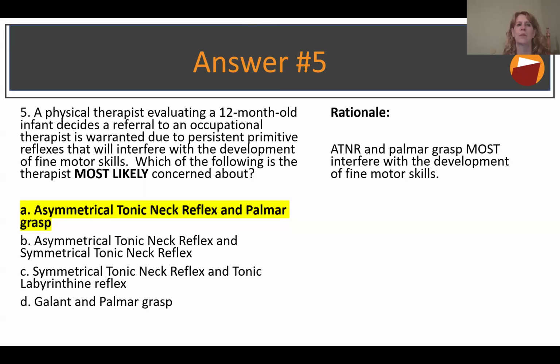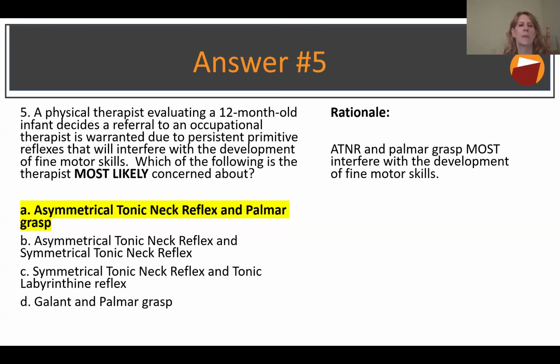Palmar grasp. If they have a strong palmar grasp, I don't think I said this. When a baby who has a strong palmar grasp makes a fist, their fingers then elicit that palmar grasp and it keeps their hand fisted. And so they don't then have voluntary release and grasp.